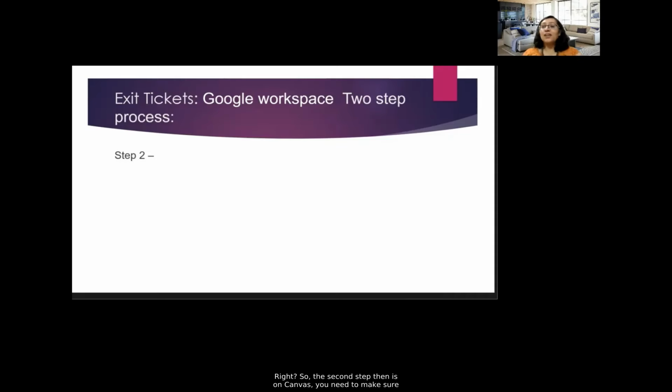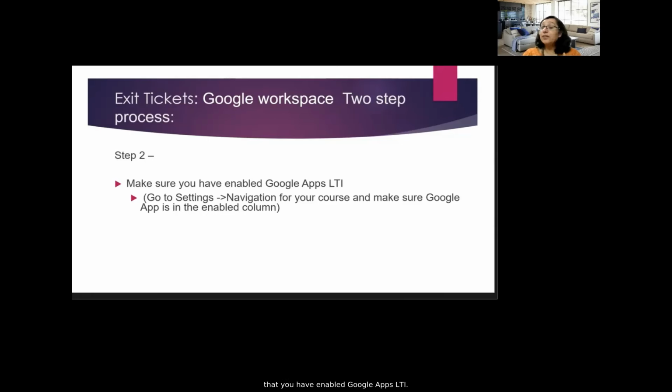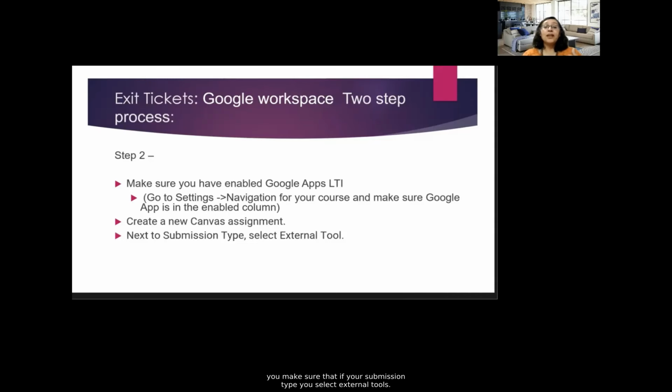So the second step is on Canvas, you need to make sure that you have enabled Google Apps LTI. For that, you need to go to Settings, Navigation for your course, and make sure Google Apps is enabled in the column. And the second thing that you do is that once you create a new Canvas assignment, you make sure that in your submission type, you select external tools. So that's how you would take exit tickets online, not just the 3-to-1s, but any kinds that you would like. I have been super excited about this. And as we have more integrations, maybe forms and Jamboards, it would be a great community building exercise for us to go forward.